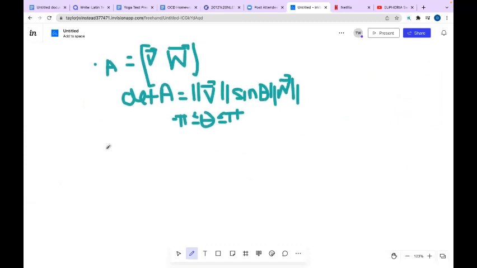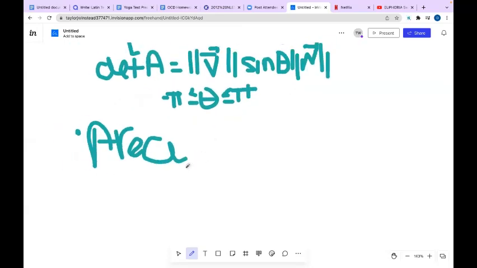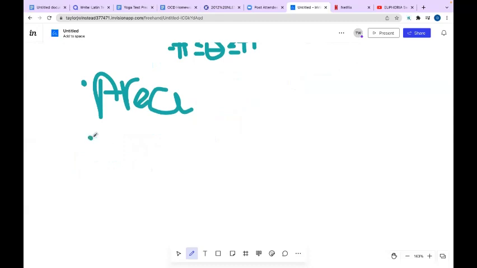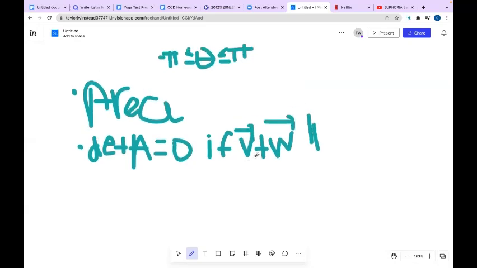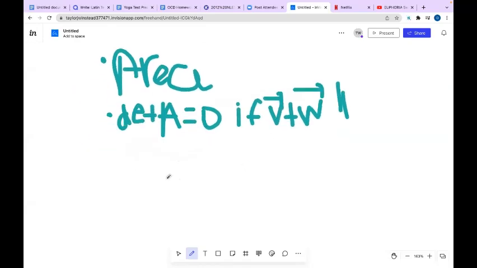So there are a couple of rules that we can say after saying that the determinant is equal to this. The first one I already pointed out. It's the area of the parallelogram that is spanned by V and W. But we can also say that the determinant of A equals 0 if vector V and vector W are parallel. If we think about it, that makes sense because if they're parallel, there is no parallelogram, so the area is just going to be 0, so the determinant is just going to be 0.